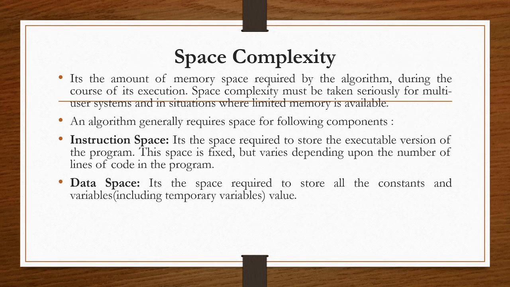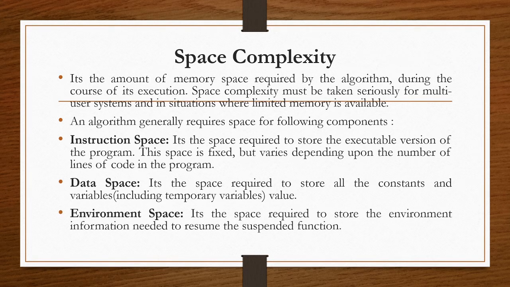Second one is data space. Do you remember what data is? Yes, it's the space to store all the data like constants, variables, temporary variables, etc. Next one is environment space. It's the space to store all the environment information. Do you understand space complexity? We have 3 spaces. We need instruction space, data space, and environment space. Okay.